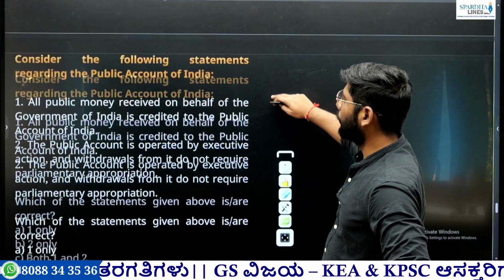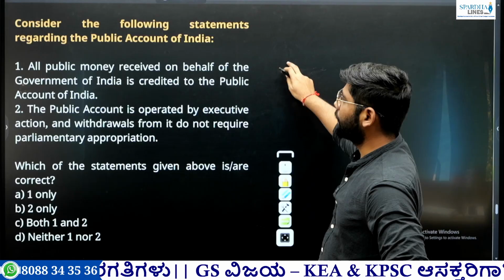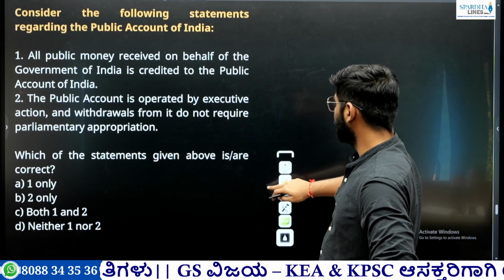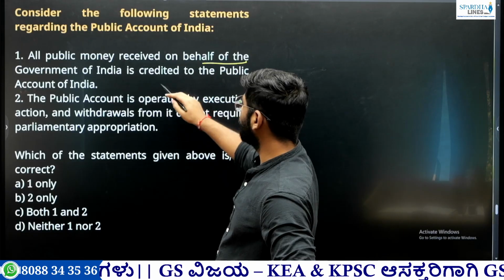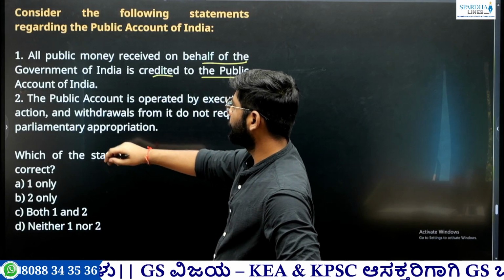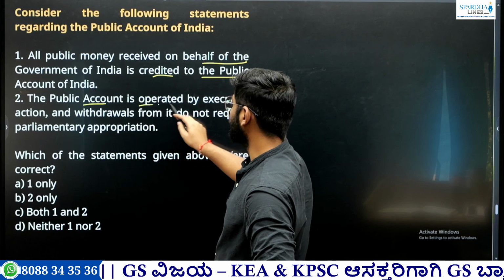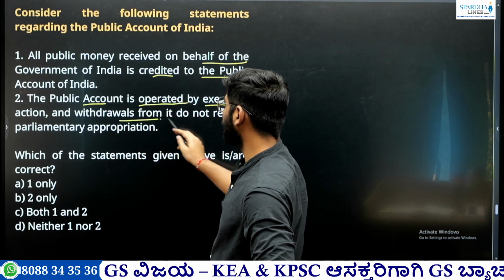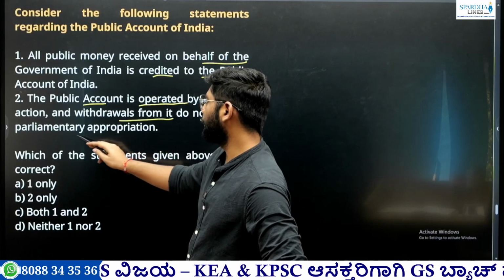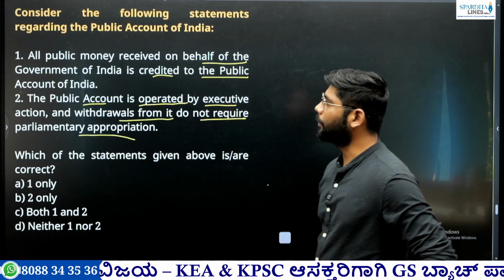It is again the Public Account of India. The first statement says all money received on behalf of the Government of India is credited to the Public Account of India. Then the Public Account is operated by executive action. Withdrawal from it does not require parliamentary appropriation. Let me know which one is correct.